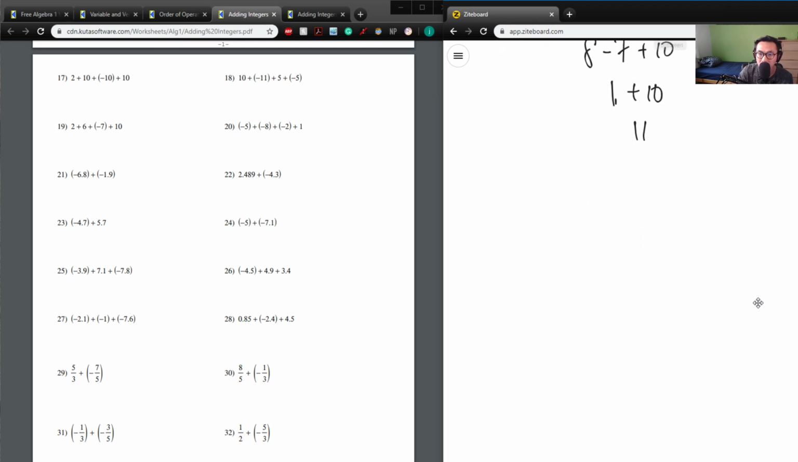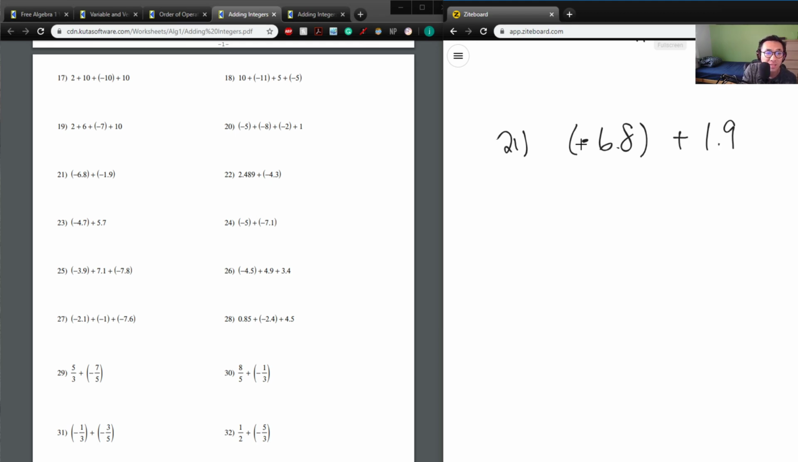So let's work with decimals now. This is question 21. We're doing -6.8 plus -1.9. Again, we can use a calculator, or I can do this manually. What you could do is use a calculator and take out -6.8 plus 1.9. Oh, sorry, this is -1.9, right? Yeah. Oh, I messed up.